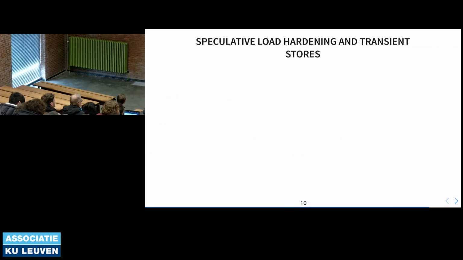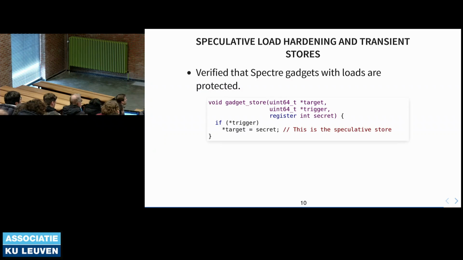And now let's return to my starting point, namely speculative load hardening. We first verify that Spectre gadgets with loads are actually protected, as should be expected for SLH, of course. But now let's look at this following gadget that uses a store with a secret that's already in a register.